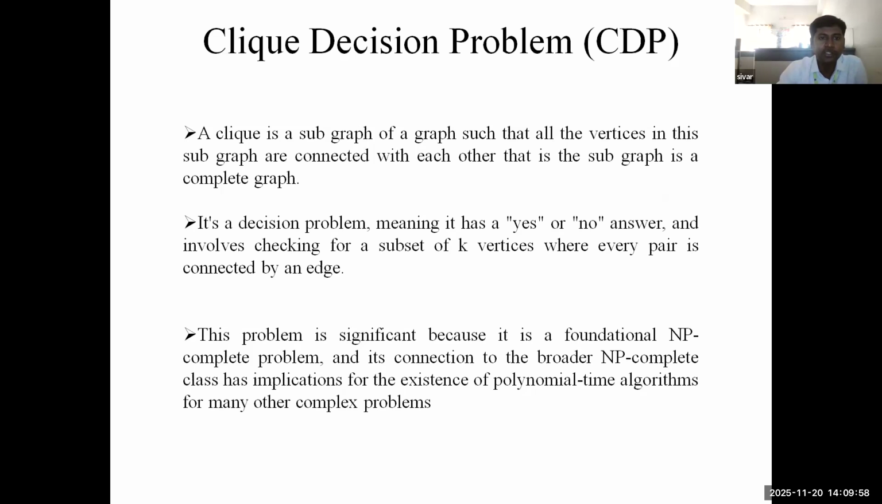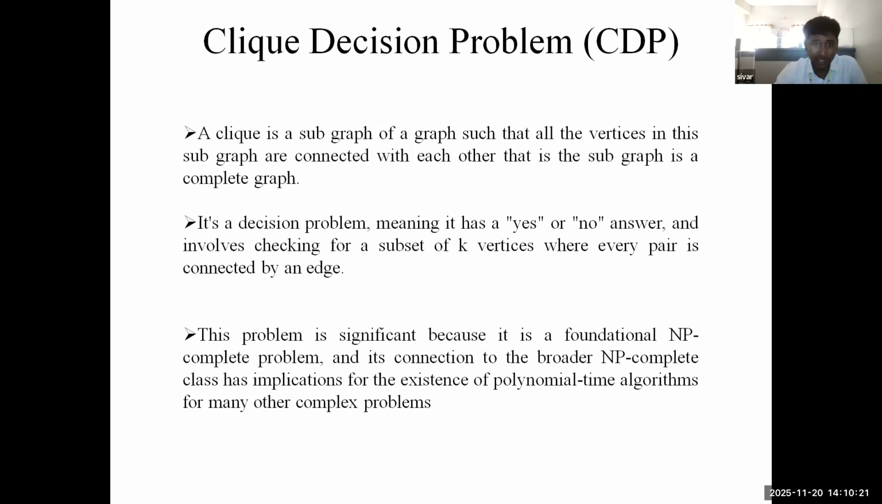Okay, now we will see what a clique is. A clique is a subgraph of a graph such that all the vertices in the subgraph are connected with each other. That subgraph is called a complete graph. Here the clique is a subgraph that is a complete graph. What does a clique mean? A clique is a subgraph that is a complete graph.